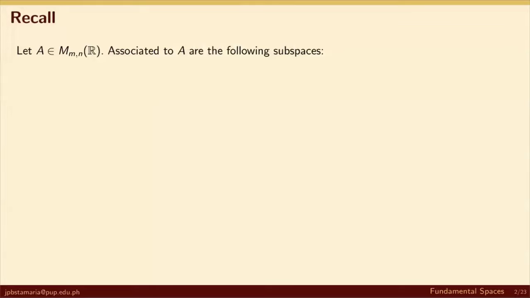So let's recall, if you have an m by n matrix A, associated to this matrix are the following subspaces. Number one, we have the column space, which is basically the span of all the columns of A. So you take all the columns of A as vectors, and then you consider the set of linear combinations of these columns as vectors. Then that subspace is what we call the column space.